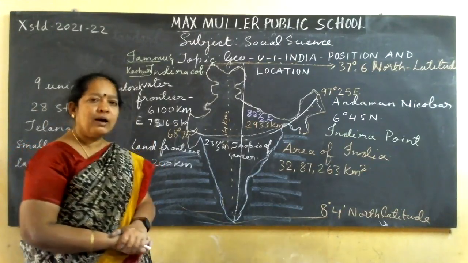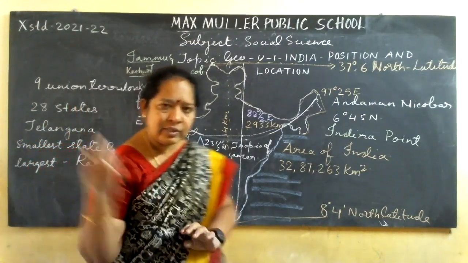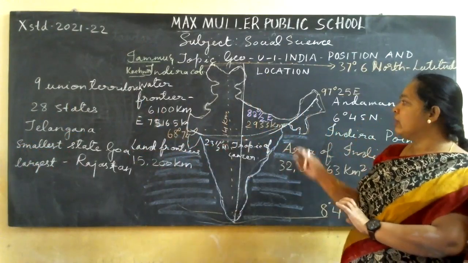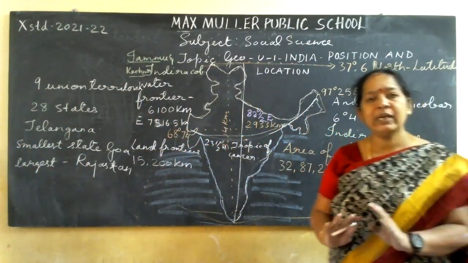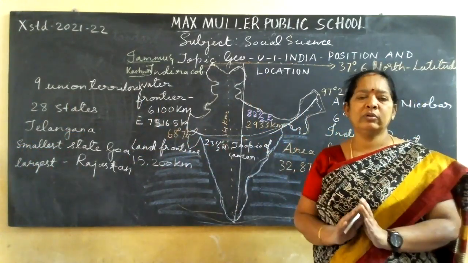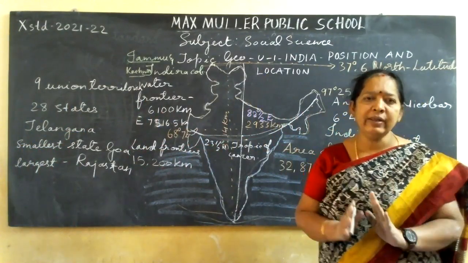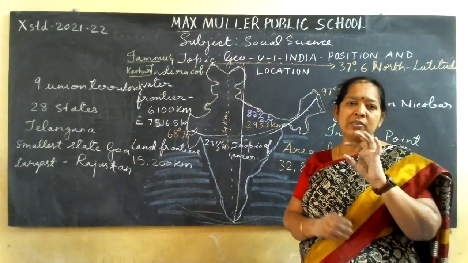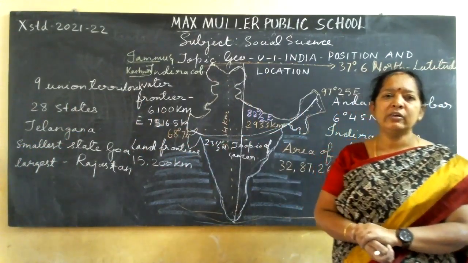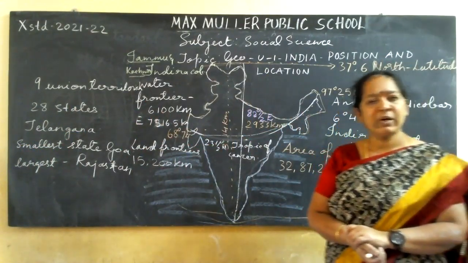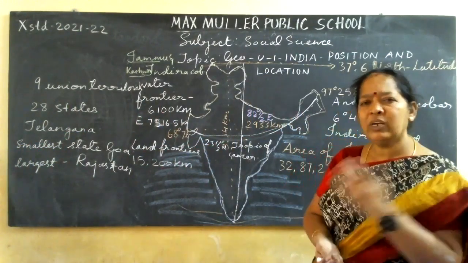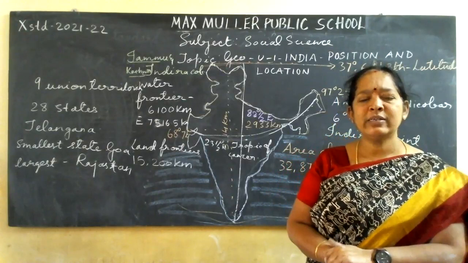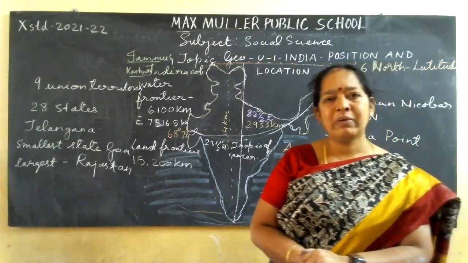With this, I end this unit, children. Unit 1 is over, and now you have to learn compulsorily to draw the India map, which carries 5 marks. Your location and drawing together are 5 marks. So you have to learn it. The more times you practice, the more perfect you will be.